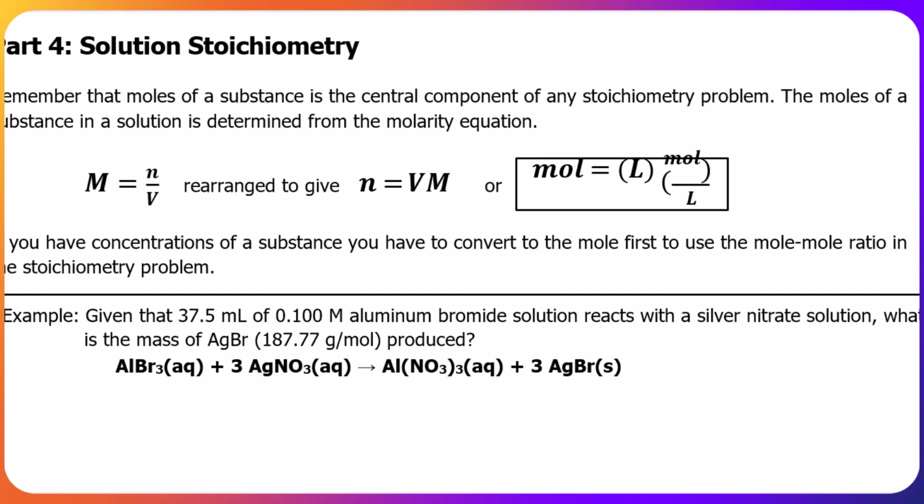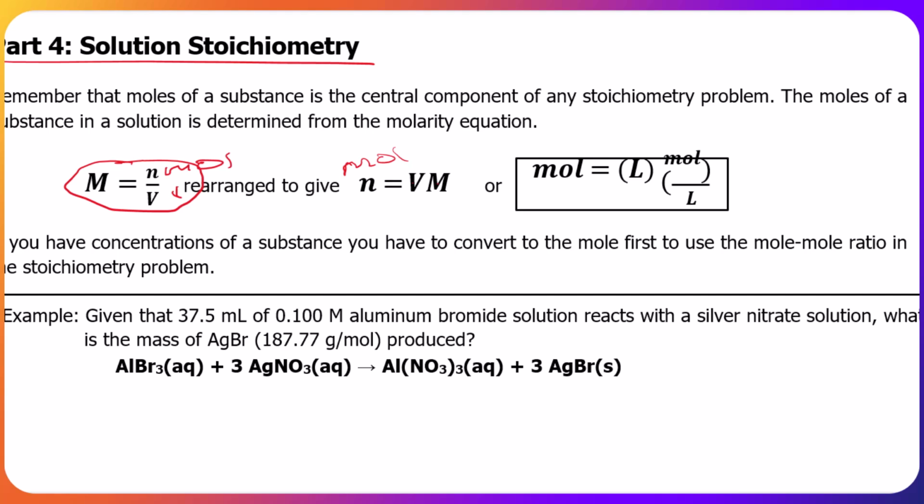Okay, let's do part 4, which is solution stoichiometry. Remember that moles of a substance is the central component of any stoichiometry problem. The moles of a substance in a solution is determined from the molarity equation. So take a look. Here's where we are. Molarity is moles over volume, where M equals molarity, n equals moles, and V is volume in liters. If we want to rearrange the equation, we can solve for moles, and moles is equal to volume times the molarity.